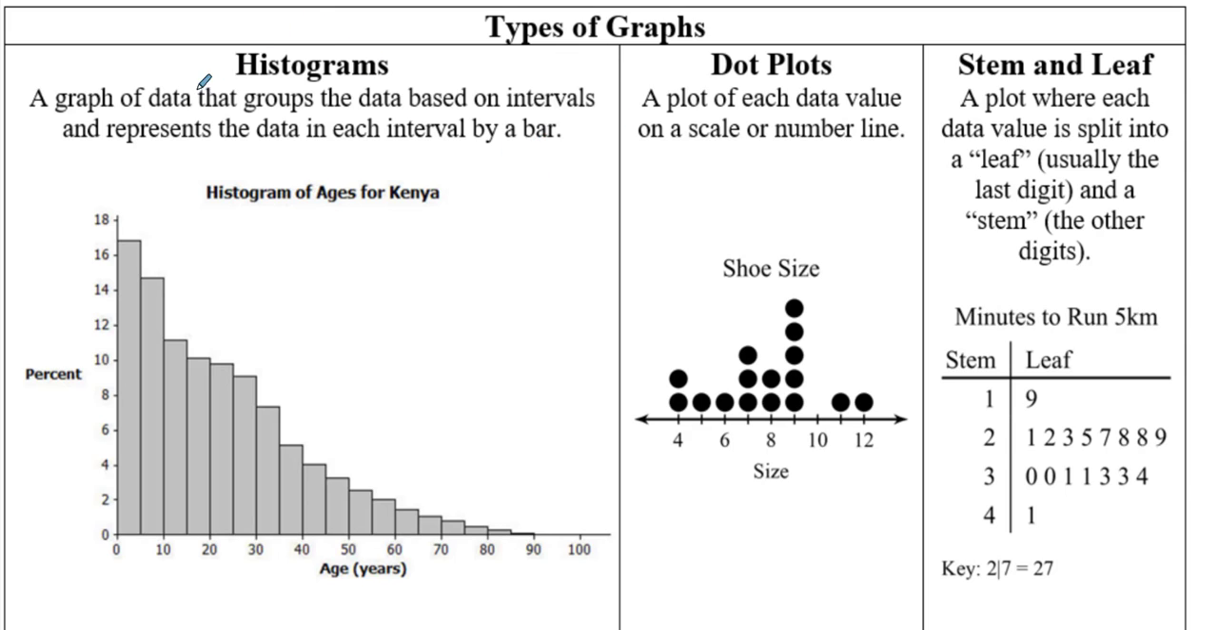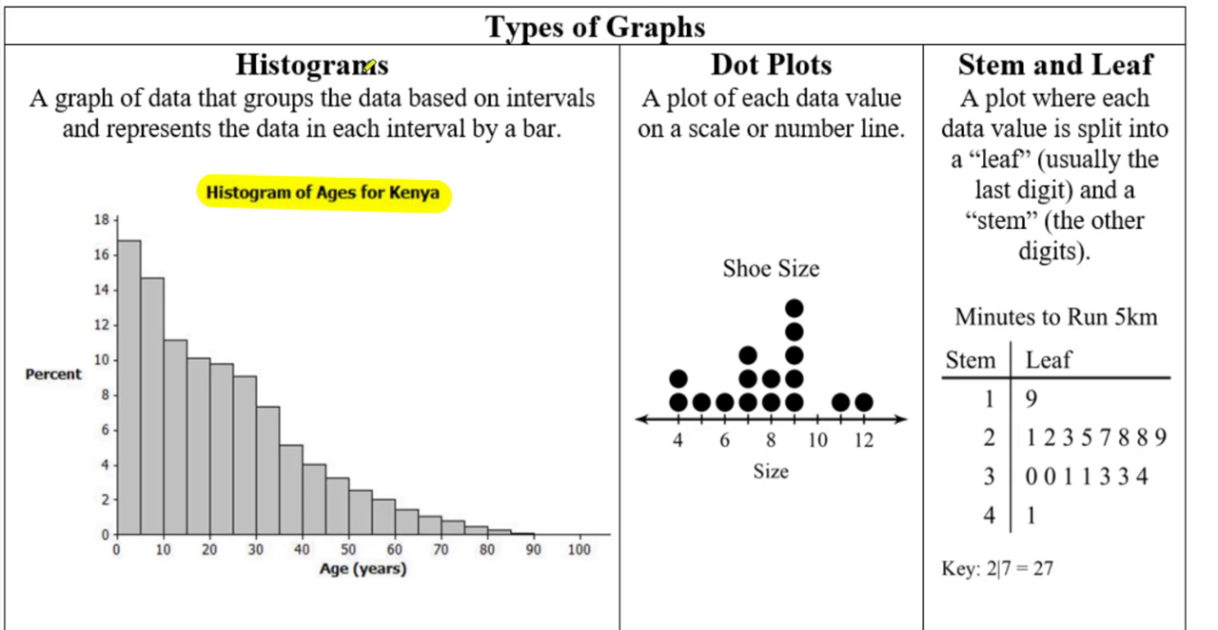We have this first one here on the left. This is what we call a histogram. Here's a brief little description of it. We have a graph of data that groups based on intervals and represents the data in each interval by a bar. So not to be confused with a bar graph. Remember, a bar graph will have space in between the bars. This is just one fluid motion, meaning that we have these intervals down here. So also remember, a graph needs a title, right? We need to know what we're talking about.